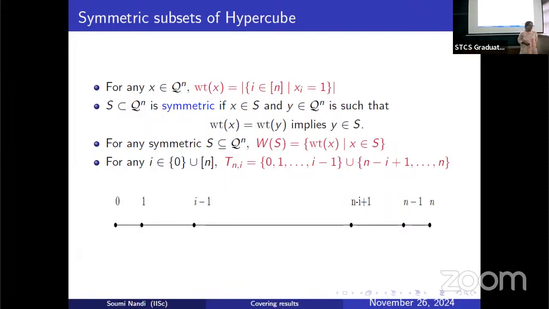And we define a set T_n^i to be a subset of the first n natural numbers, starting from 0, where I am taking the first i numbers starting from 0 and the last i numbers ending at n. So it has 0, 1 up to i minus 1, and n minus 1 down to n minus i plus 1. This set is denoted by T_n^i.